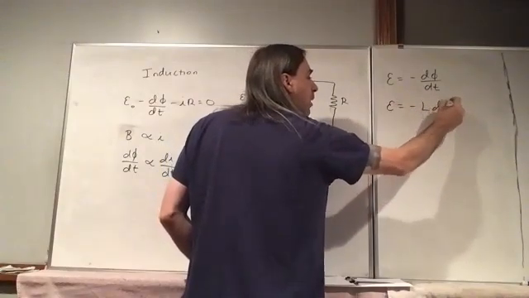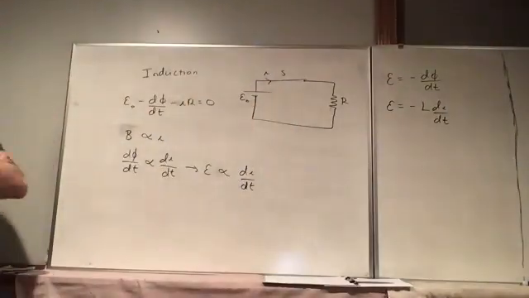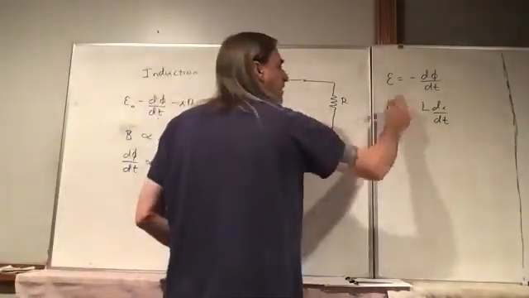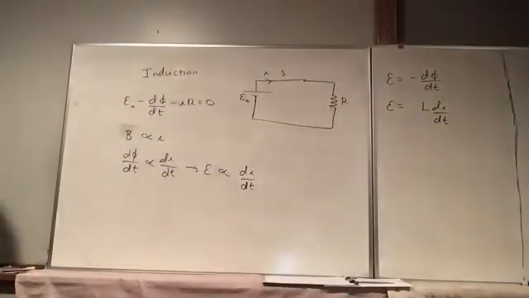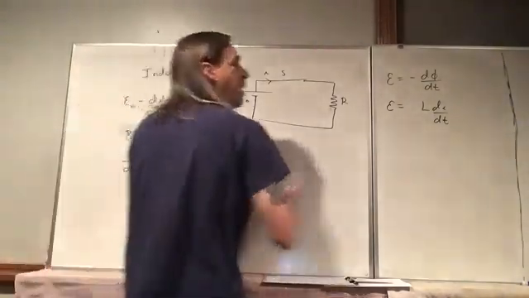And so now we can write this equation here: E is minus L di dt. Sometimes you'll see it without the minus sign. Let's just forget the minus sign, since we're looking at the magnitude of the EMF. That's proportional to di dt, and L is the proportionality constant, which is called the inductance.